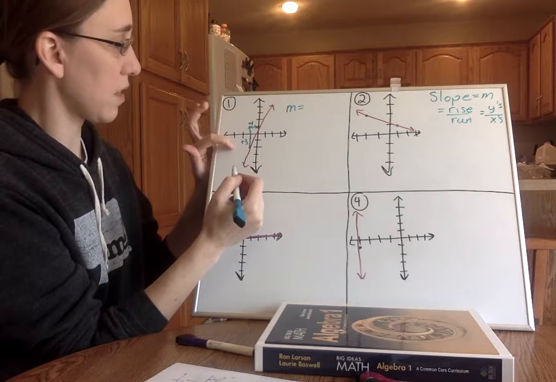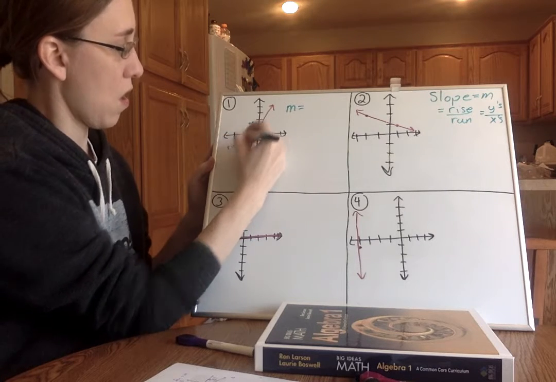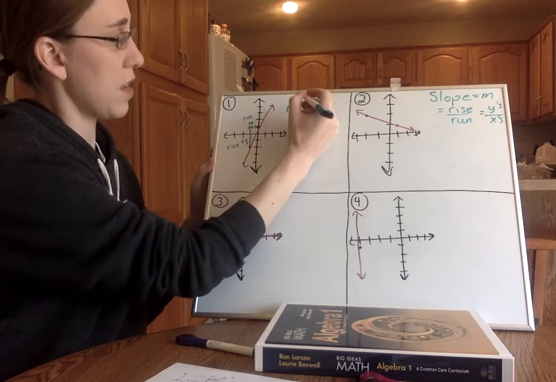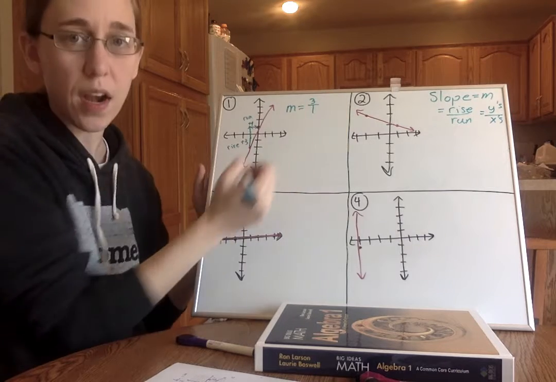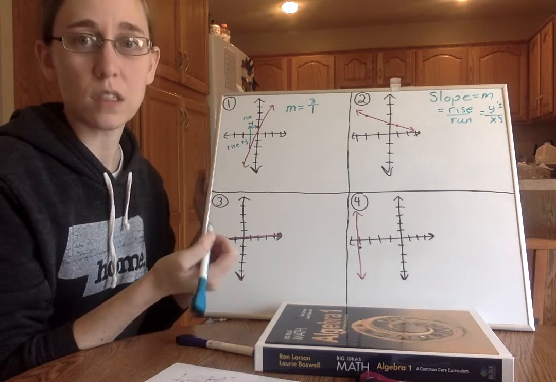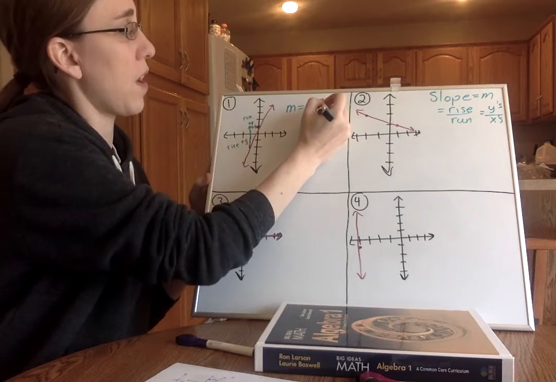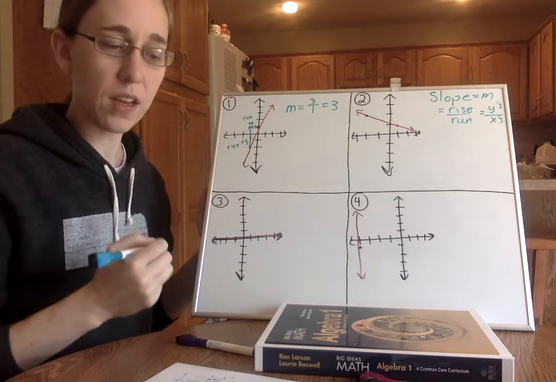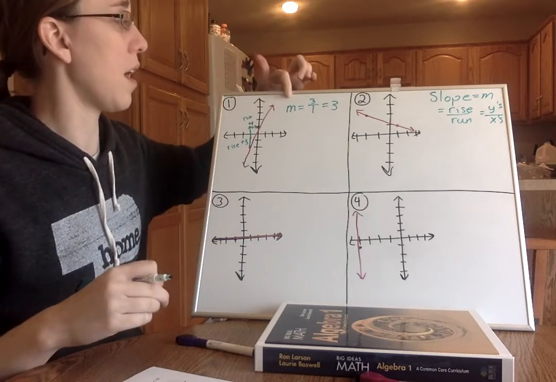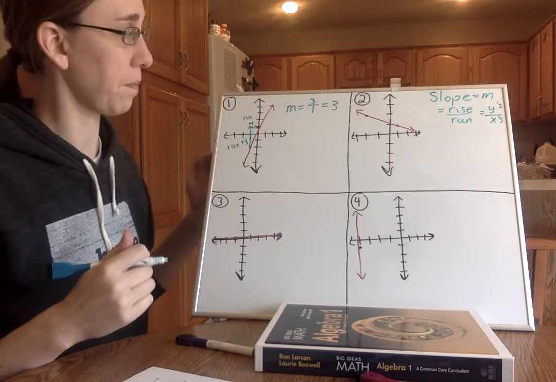So rise over run is 3 over 1. Now you want to make sure, does it simplify or not? Well, does 3 over 1 simplify? Yes, it simplifies to 3. So our final answer for this problem would be M equals 3.